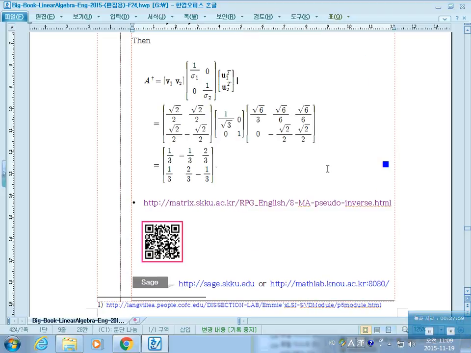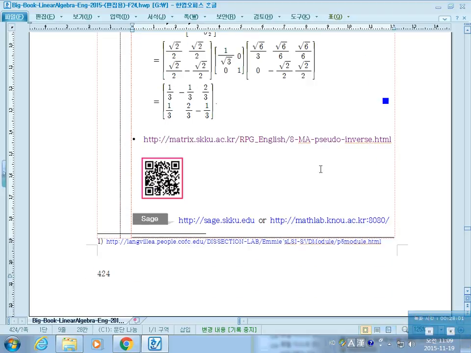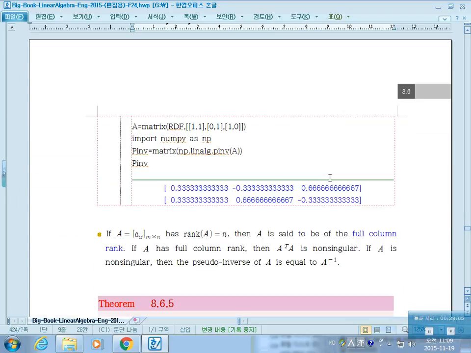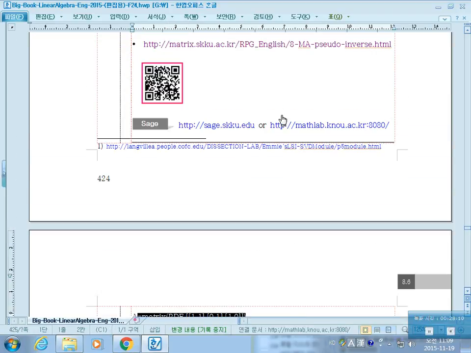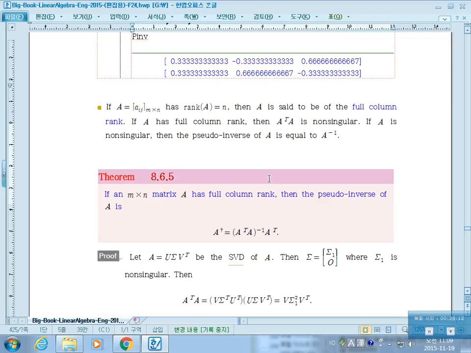This is only a 2 by 2 matrix, so you can easily do it by hand. But the same thing can be done for any size of n by n matrices. This is the command that I used for the tool that I just showed you.